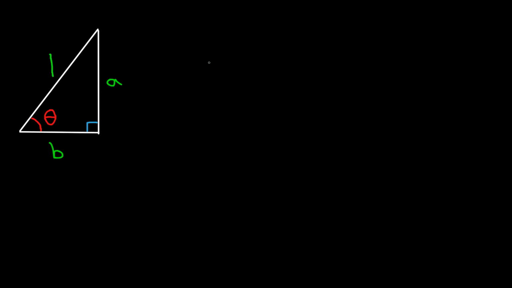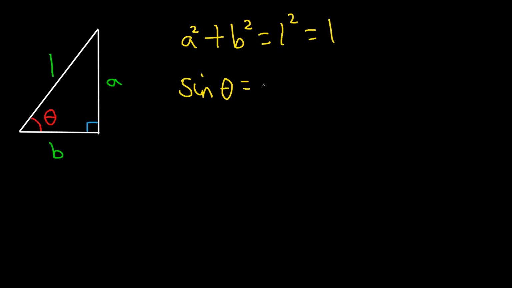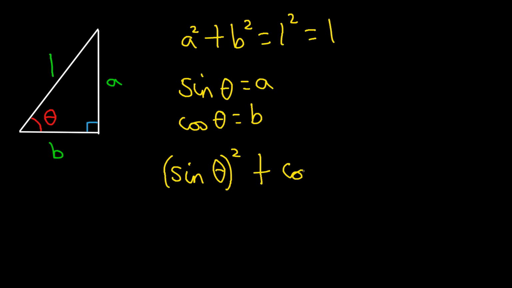Here we can use Pythagoras' theorem. We know that a squared plus b squared is equal to the hypotenuse squared, which is 1, which is equal to 1. We know from the previous identity that sine theta was equal to a and cos theta was equal to b. So a squared is equal to sine theta squared and b squared is equal to cos theta squared.